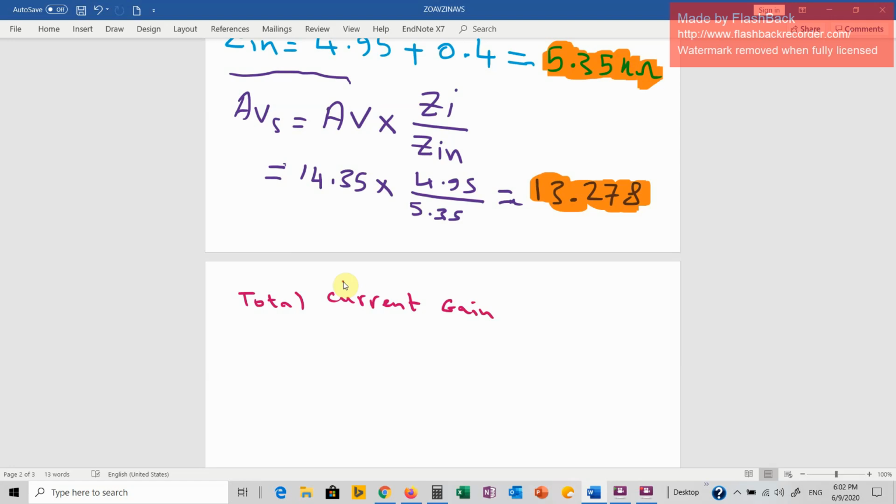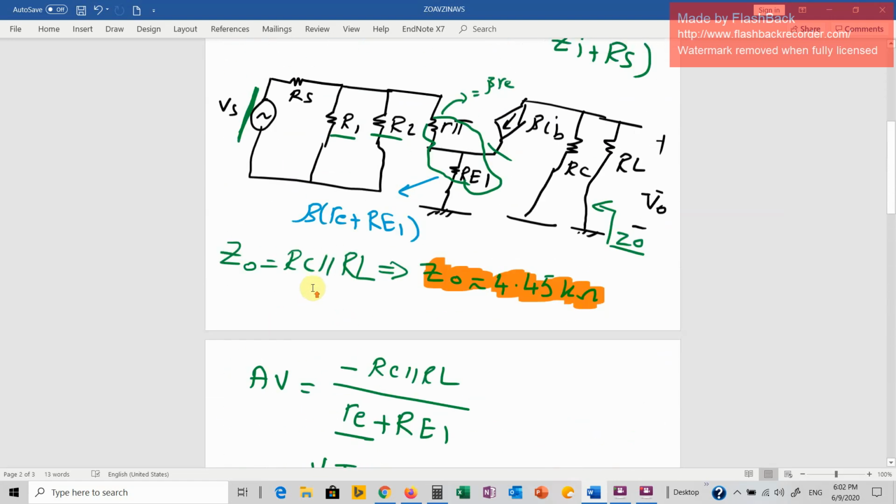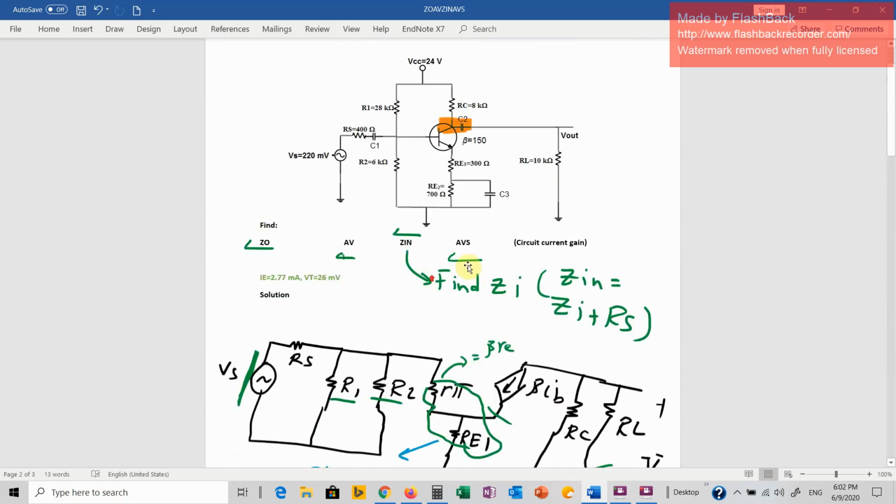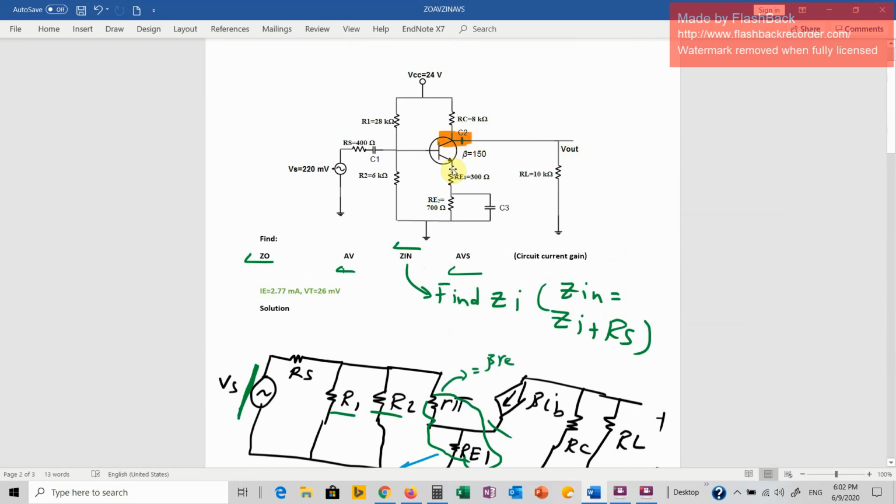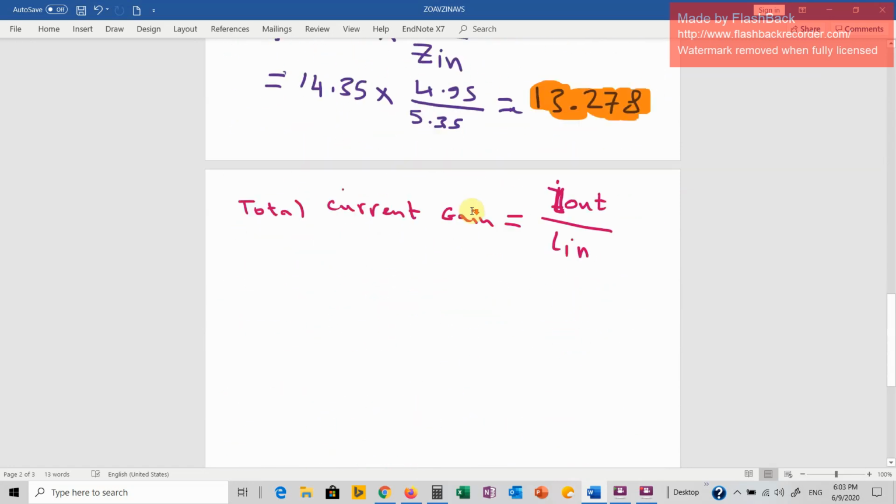I'm not only asking to find the current gain for the BJT, because I know the output is IC and the input is IB, so it is almost beta. No, I don't want that. I'm looking for the total current gain for the circuit. So it is i out over i in, and this is small i because we are in the AC domain. What is i out? It is obviously IC, because Vout is connected to the collector.